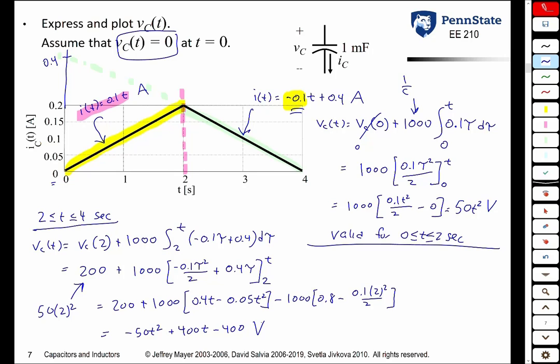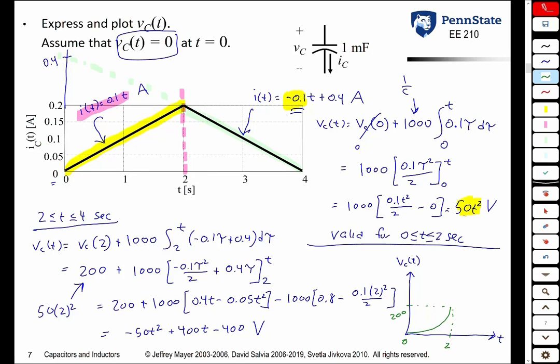We could then draw this if I had space. I guess I will draw it over here. I don't have a lot of space here, but I'll try to draw this. Vc of t = 50t squared is going to be a parabola. It's going to look like this, and that's going to be valid between t of 0 and 2. And at 2, we saw that this evaluates to 200.